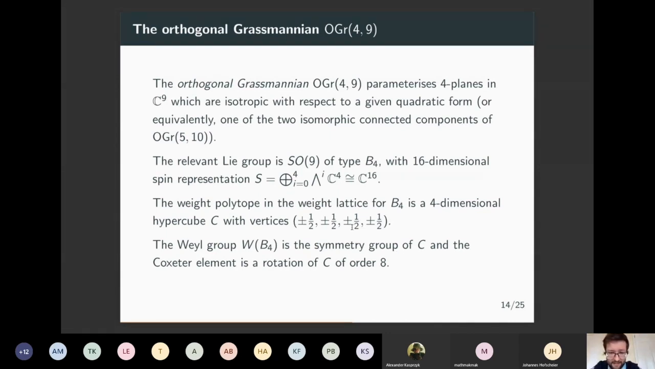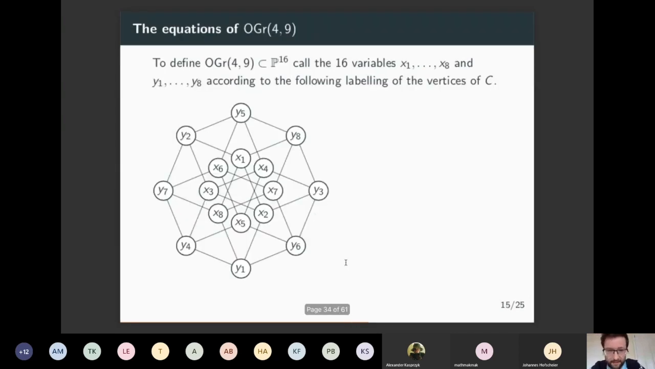And the Weyl group of this acts here as just the symmetry group of this 4-dimensional hypercube, and the Coxeter element, which is the product of all of the elementary reflections, actually acts as a rotation of this hypercube of order 8. So if that was mumbo jumbo to you, then hopefully the next slide will clear things up for you.